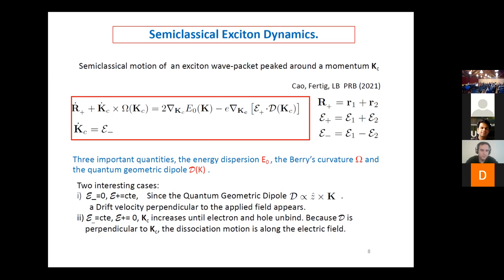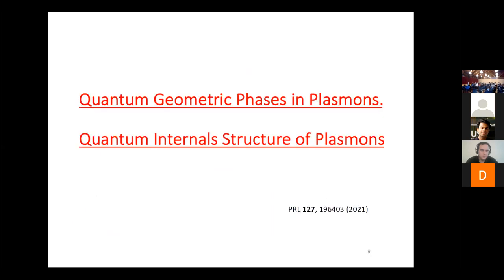The other possibility is just to have a different electric field acting on the electron and the hole. This could be possible because they are interlayer excitons in different layers. In that case, we obtain that the momentum is going to increase with the electric field, and the electron and the hole are going to separate until finally they become unbound. Of course, the electric field we need to apply is probably very, very large. Okay, so that was the case of the exciton.